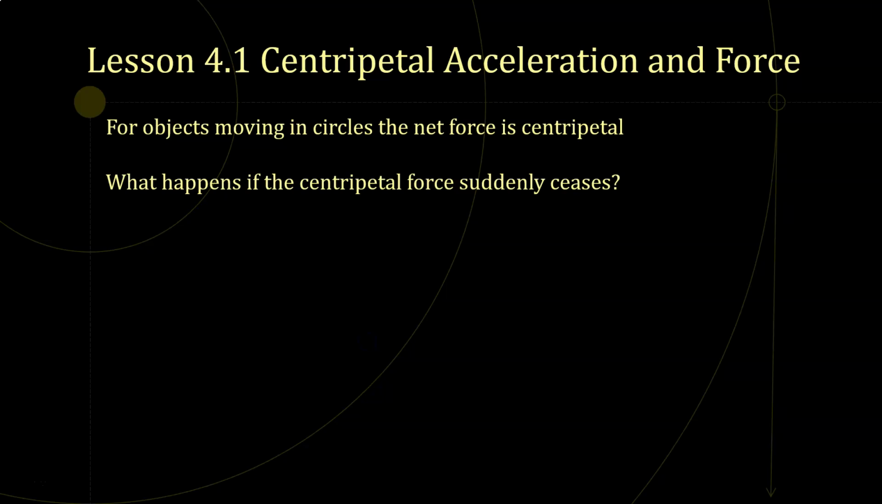Next, I have a question. What happens if the centripetal force acting on an object, pulling it toward the center of a circle, suddenly ceases? There is no more centripetal force. It ceases to exist. How is the object that was moving in a circle going to move once the centripetal force stops acting? Well, I have a couple of videos to show you that demonstrate how the motion of an object carries on when it's no longer connected to the thing that's moving in a circle, or when there is no more centripetal force acting on it.